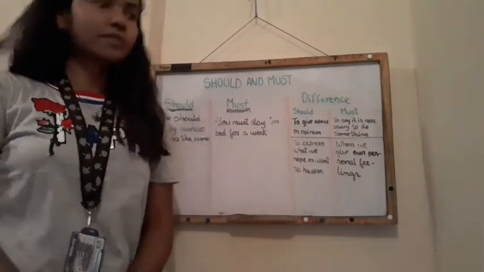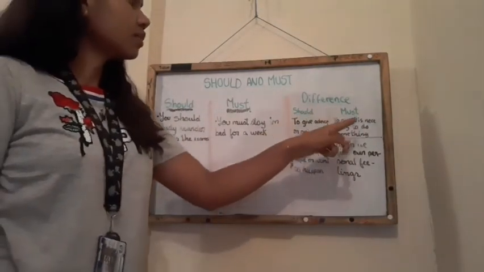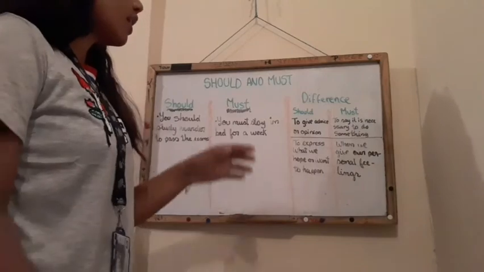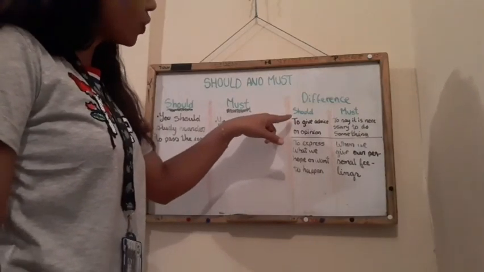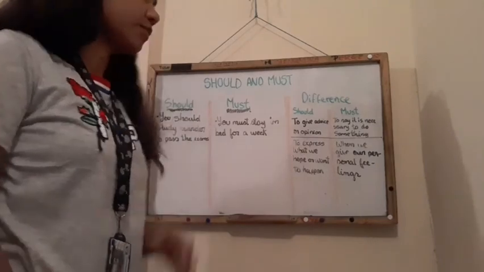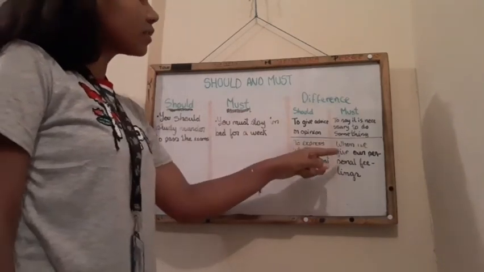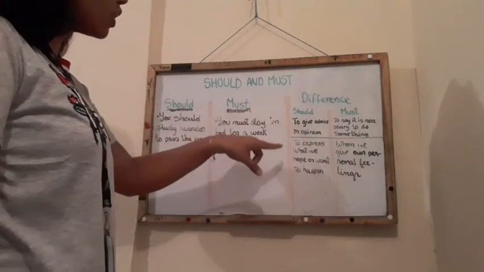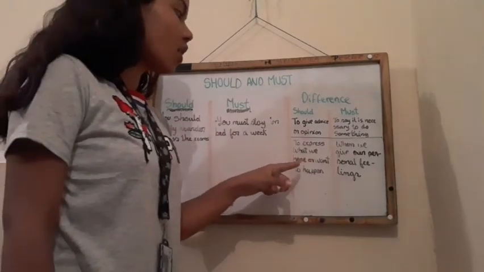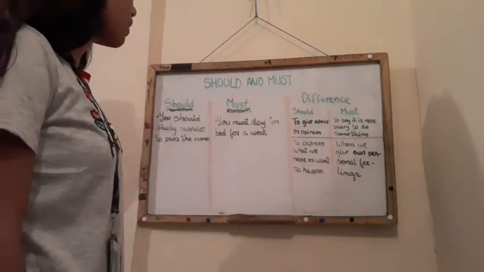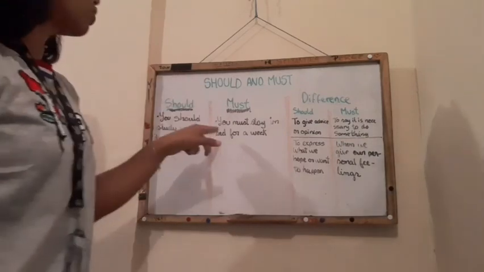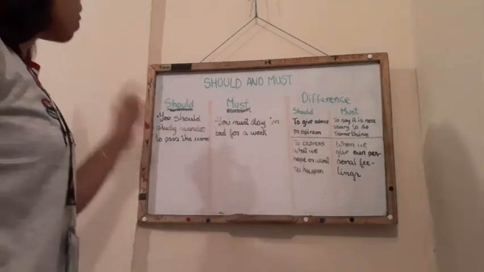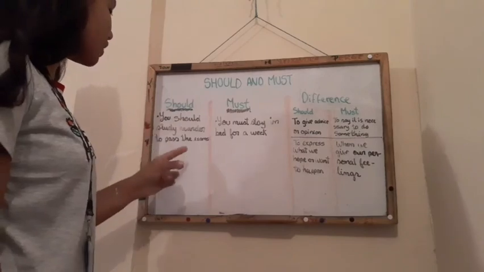Should and must. Difference. Must is used to say it is necessary to do something, and should is to give advice or opinion. Must is used when we give our personal feeling, and should to express what we hope or want to happen. For example, with must, you must stay in bed for a week. With should, you should study harder to pass the exam.